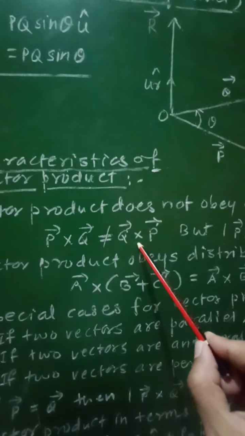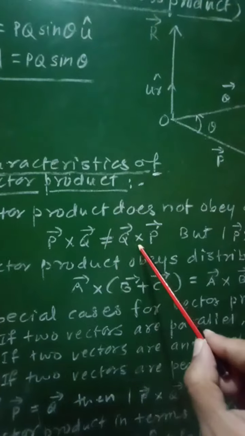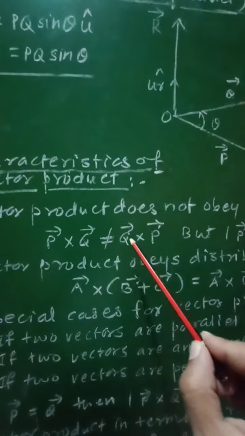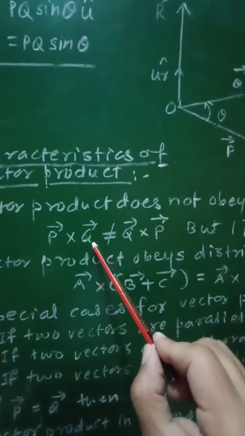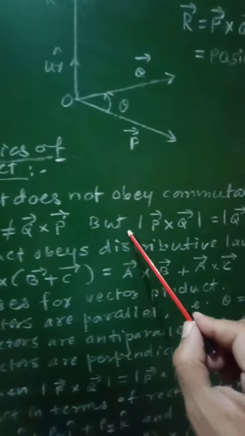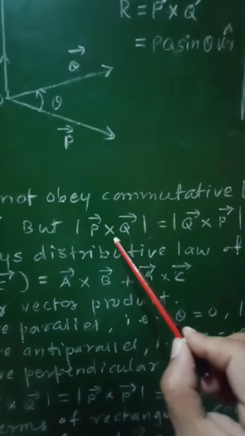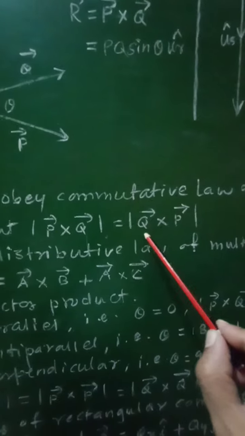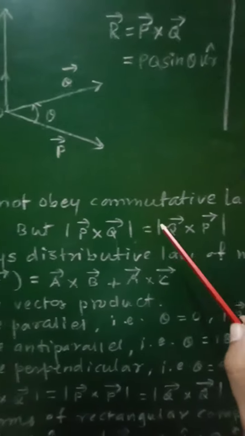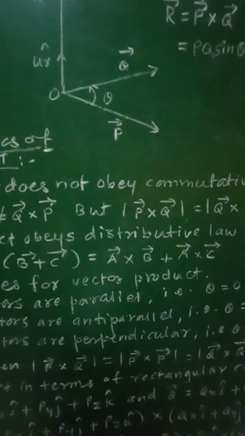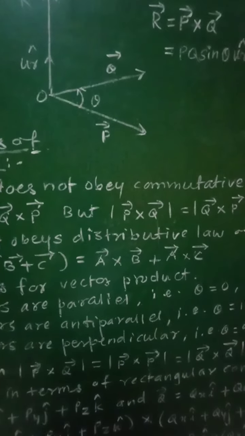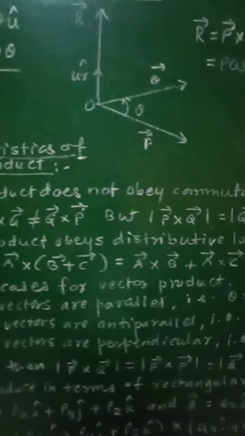This is because though their magnitudes are the same, their directions will be different, and due to the different directions, vector P cross vector Q is not equal to vector Q cross vector P, but we can say that the magnitude of vector P cross Q will be equal to the magnitude of vector Q cross vector P. So their different directions will be responsible for not obeying the commutative law of multiplication.